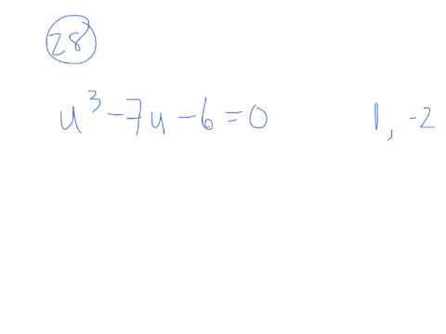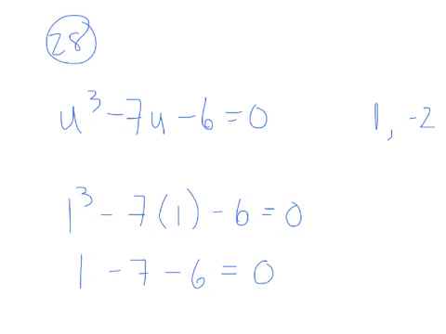Yeah. Whenever you want to check if something is an answer, plug them in. Okay? As the u value. So let's plug in a 1 for u. We get 1 to the third minus 7 times 1 minus 6 equals 0. 1 minus 7 minus 6 equals 0. Is that 0? It's clearly not, right? This is not true. So 1 is definitely not one of the solutions. Did negative 2 work, those who checked it? It did? Okay. So run through negative 2 and check that. Does that make sense? Yeah.